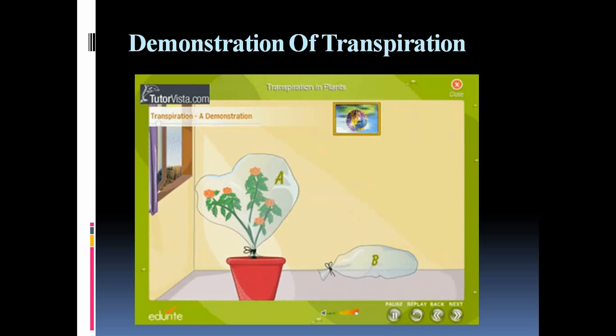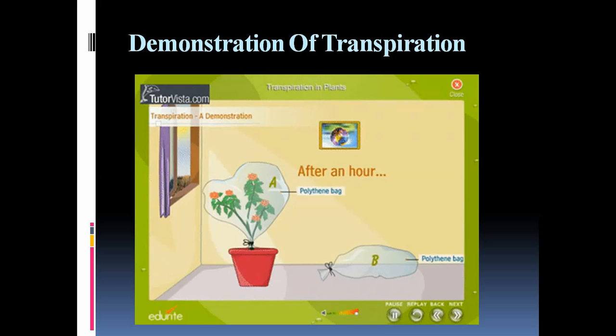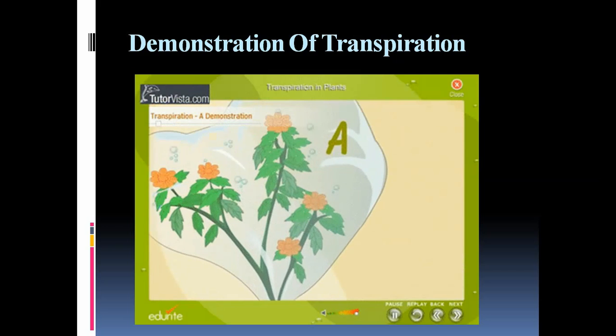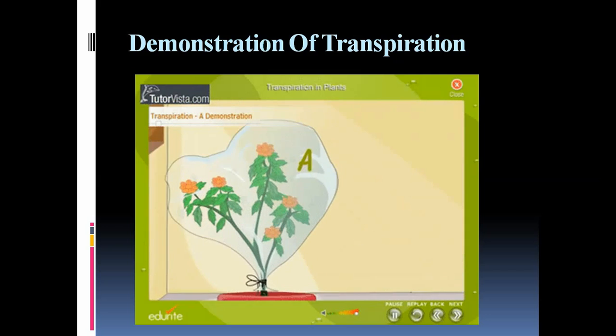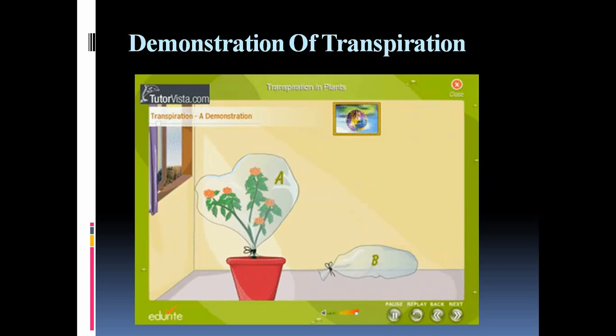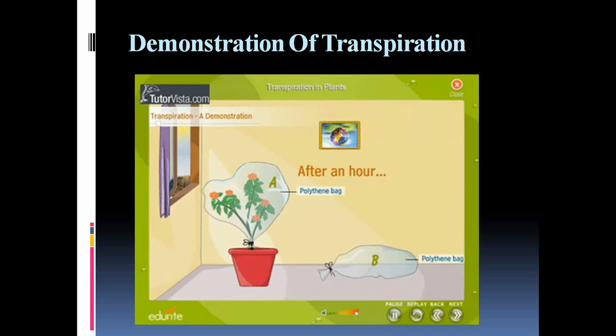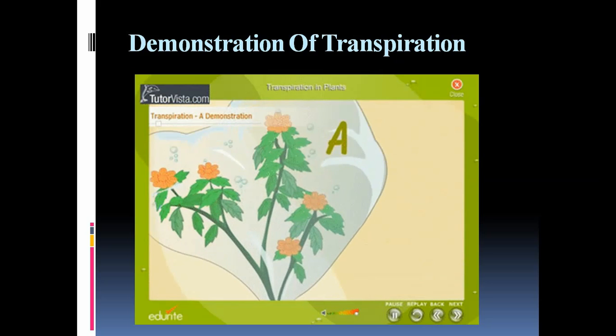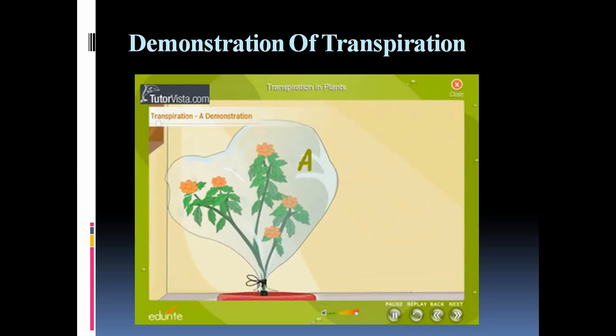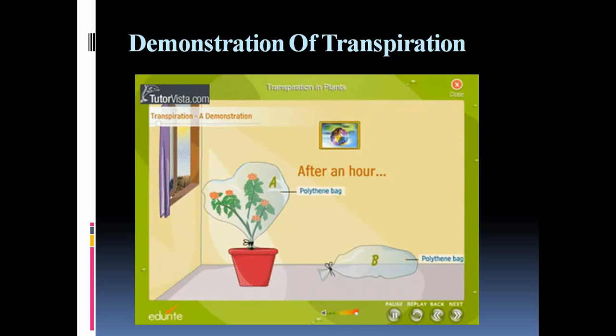In the picture you can see water droplets appeared on the inner surface of the polythene bag. This is because these water droplets are actually condensed water vapor that is lost by the aerial parts of the plant, that is leaves and other aerial parts of the plant. So this proves that the aerial parts of the plant are losing water in the form of vapor by transpiration, and this is the reason why we are getting water droplets on the inner surface of the polythene bag.